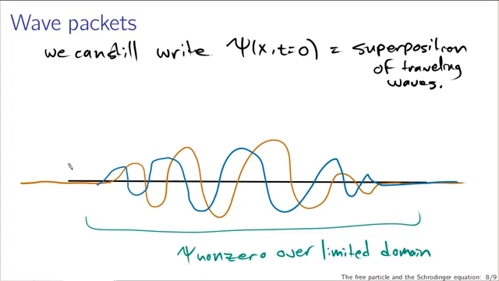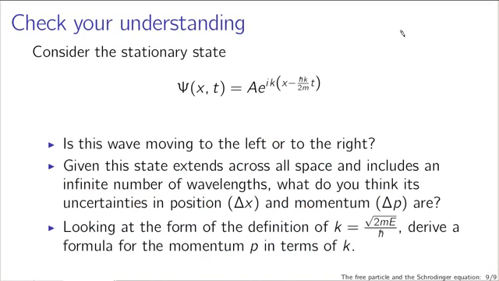When psi is only non-zero over a limited range like this, we can normalize it. What's tricky is how we normalize psi by making a superposition of non-normalizable states. And that's the topic for next lecture. So to check your understanding, here's a recap of what these traveling wave stationary states look like and what their properties are.